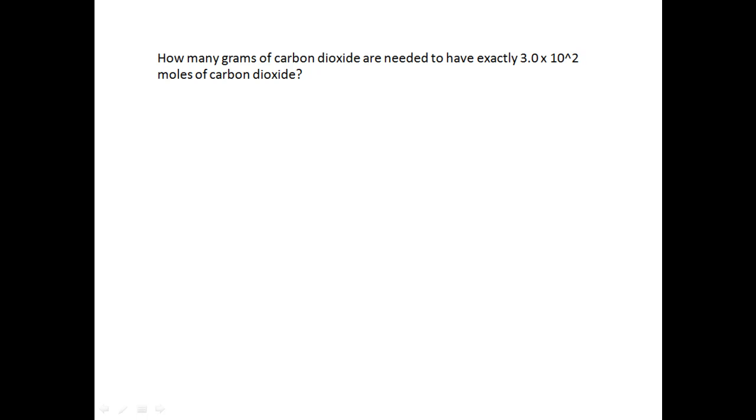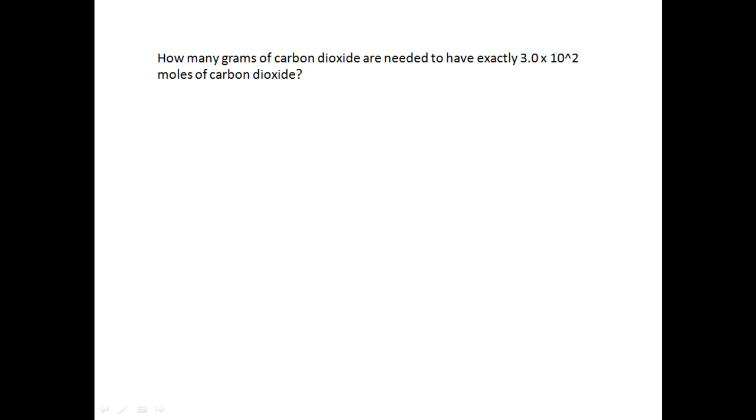All right. I know many of you are having problems with conversions of grams to moles or moles to grams or grams to molecules or grams to atoms. So I want to do a couple of problems here that highlight the mechanics of how to solve these types of problems. For the first problem, we have: how many grams of carbon dioxide are needed to have exactly 3 times 10 to the second moles of carbon dioxide?